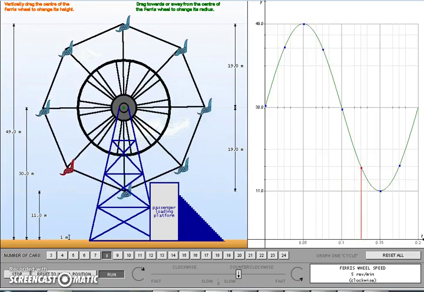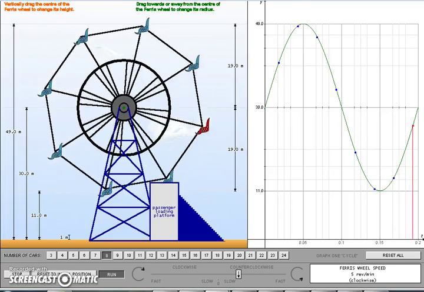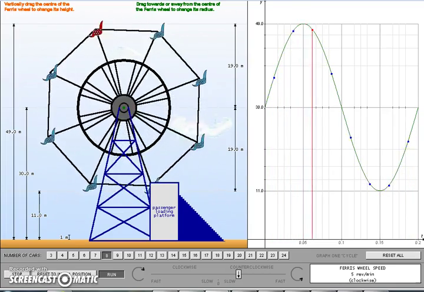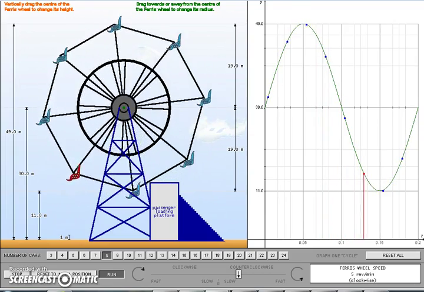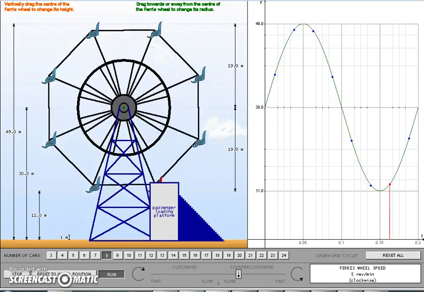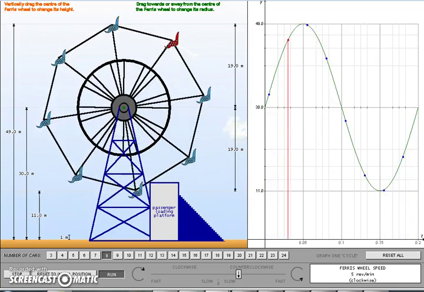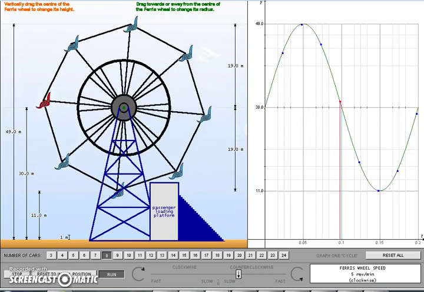Hi, so you're probably watching this video because the applet on this page isn't running or isn't loading as expected. If it did, this is what you would see. The Ferris wheel will start right away, and on the right you see a sinusoidal curve. The blue dots and the red dot are the positions of the different seats.